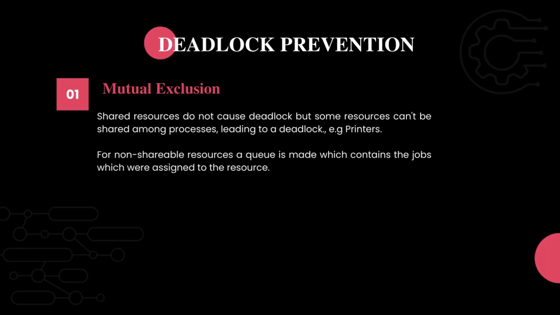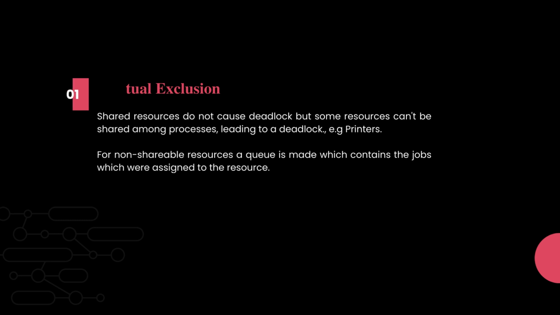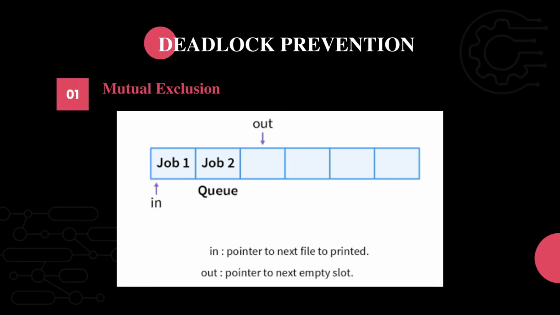Mutual exclusion is one of the conditions that can cause deadlock. In this, a non-shareable resource such as a printer receives multiple requests from different processes, each of which requires exclusive access to the resource. To handle this, a queue is made which consists of all the requests in a sequential order.